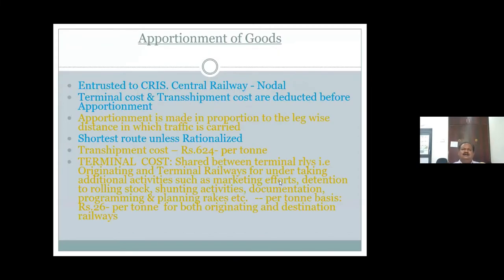For the apportionment of goods, the work is entrusted to CRIS; earlier it was RITES. Apportionment is a very huge exercise as thousands of trains move amongst the railways. There are certain standard procedures according to which terminal costs are deducted before apportionment. Apportionment is made in proportion to the leg-wise distance, and generally the shortest routes, unless rationalized, are taken into account. Terminal cost at the rate of 624 rupees is deducted first. Then terminal cost at the rate of 26 rupees per ton is given to both the originating and destination railway. This is how the goods apportionment is done.